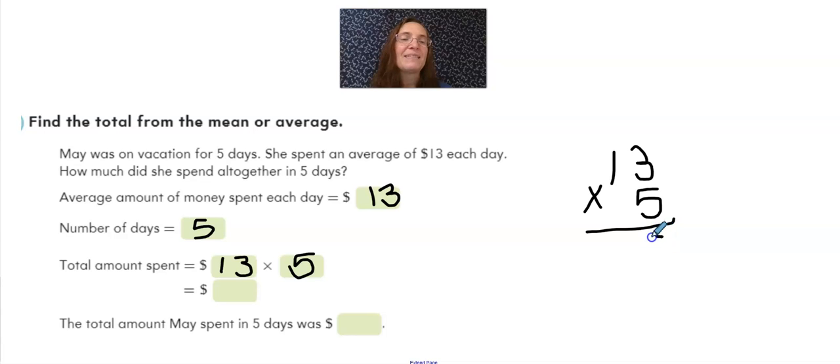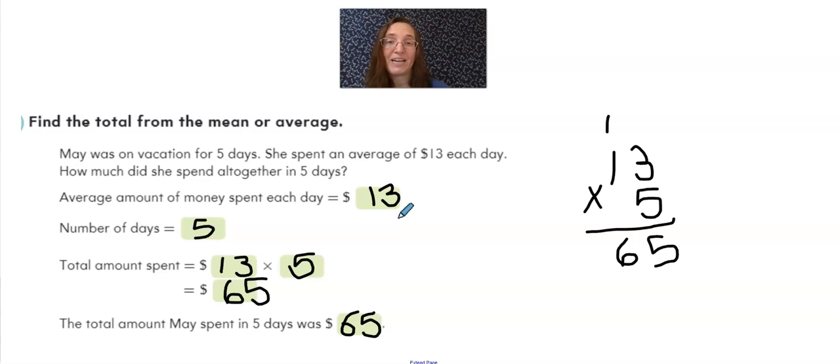5 times 3 in the single ones place is 15. I'll trade up those tens and regroup them. 5 times 1 is 5, plus 1 more is 6. So she spent a total of $65 in those days. We don't know how much she spent on any of those individual 5 days, but we know that she spent a total of $65. And you can see here that if you knew you were going on vacation and you were going to spend an average of $13 a day, then it would help you to plan out how much money to bring.